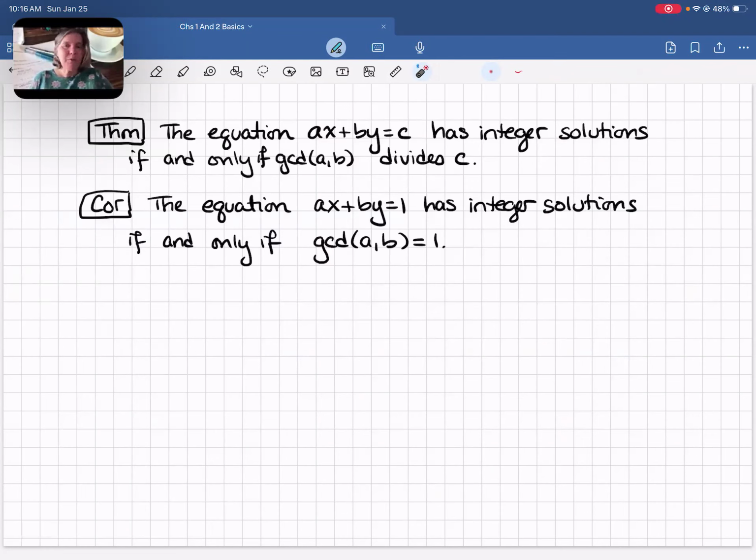Now, a nice corollary to that is if you look at an equation ax plus by equals 1, that will have solutions if and only if the GCD of a and b divides 1. But the only positive number that divides 1 is 1 itself. And so ax plus by equals 1 has integer solutions if and only if the GCD of a and b is 1. This is an extremely important corollary, deceptively important. It might not feel that earth-shattering, but it's extremely important and will be used a lot in proofs in number theory.